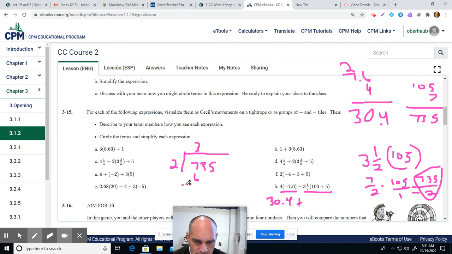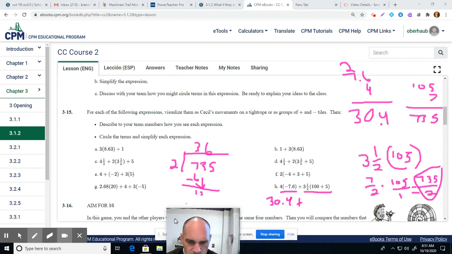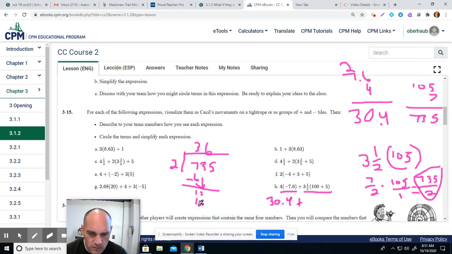That's a 6. Subtract, I get 1. Drop down my 3. 2 goes into 13 6 times. Move myself out of the way. That's a 12. So I got 1 when I subtract. Bring down my 5. 2 goes into 15 7 times. That's 14. Subtract, I get 1. So my remainder is my new top. My bottom comes from there. So that became 367 1/2. So all of this became 367 and 1/2.